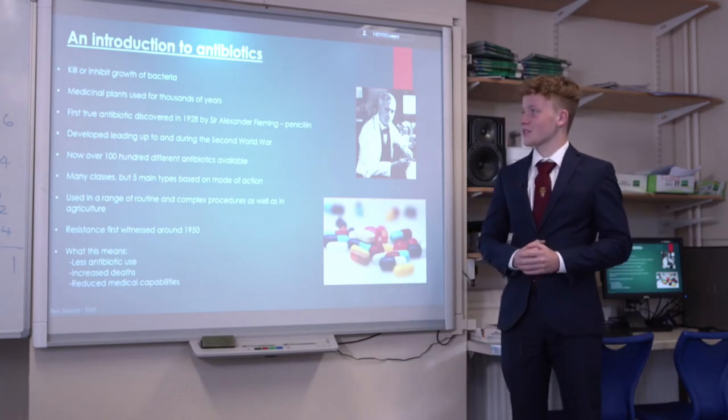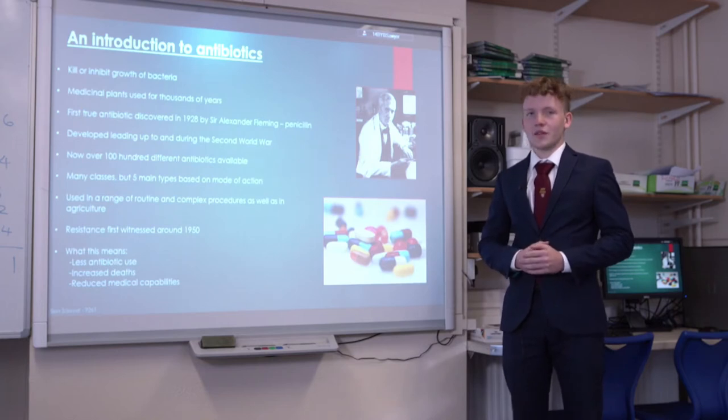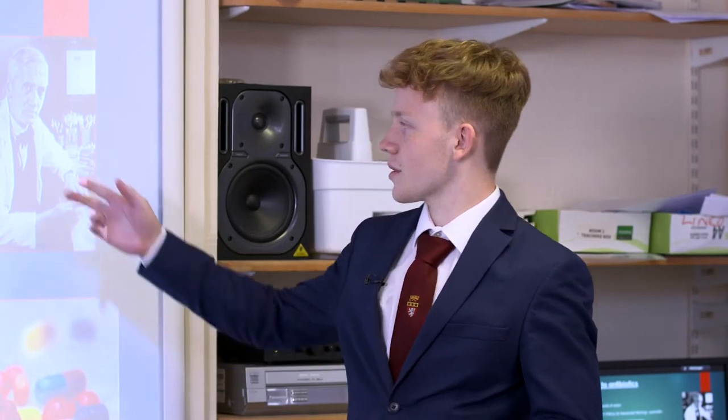So starting off with an introduction to antibiotics, the basic purpose is to kill or inhibit the growth of bacteria. They've been used for thousands of years, derived from plants. But the first true antibiotic was discovered in 1928 by Sir Alexander Fleming, which is this person here, and that was penicillin. There are now obviously a huge amount, over 100 different varieties of antibiotics, arranged into five main classes, and they're used in a range of routine and complex procedures. Resistance itself was first witnessed around 1950.